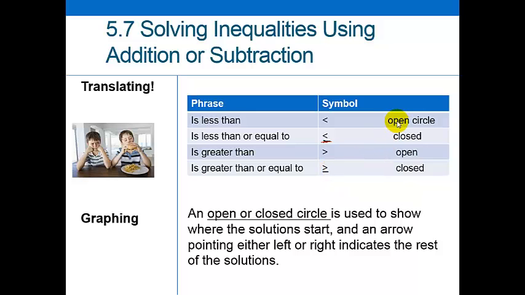Now notice over here, this open circle, closed, open, closed. This is when we graph it. And we'll practice that as well. When we graph it, we need to decide if it's going to be open or closed. An open or closed circle is used to show where the solutions start. And an arrow pointing either left or right, because on the number line I can only go left or right, indicates the rest of the solutions.